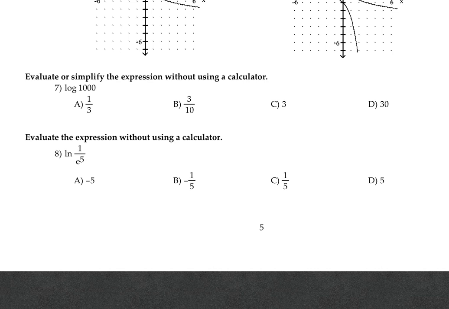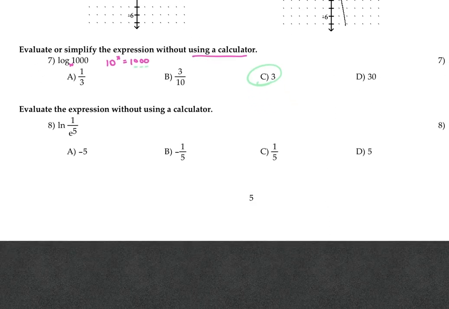All right, now we're doing logs. So this is where your mental math comes into play, especially when it says without a calculator. If it just says log, that means log base 10, and log base 10 of 1,000 would be, what power would I raise 10 to get to 1,000? And the tens are easy. You just count the zeros. So there would be 3 there.